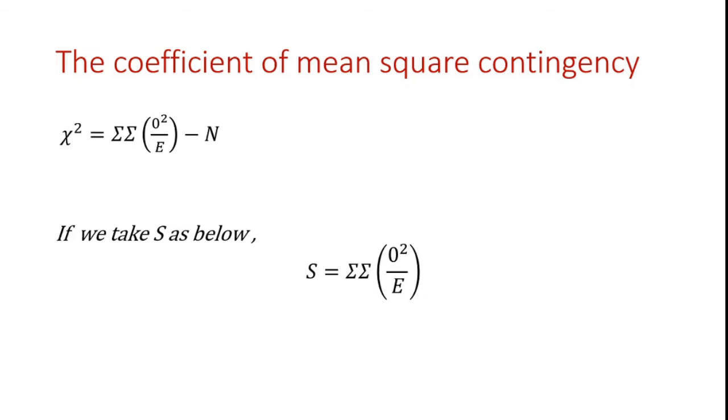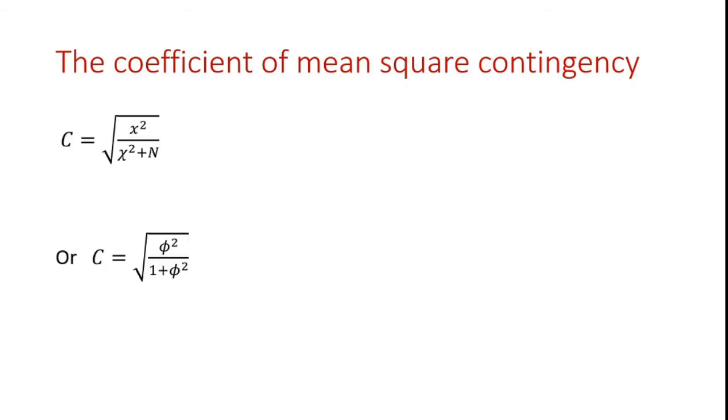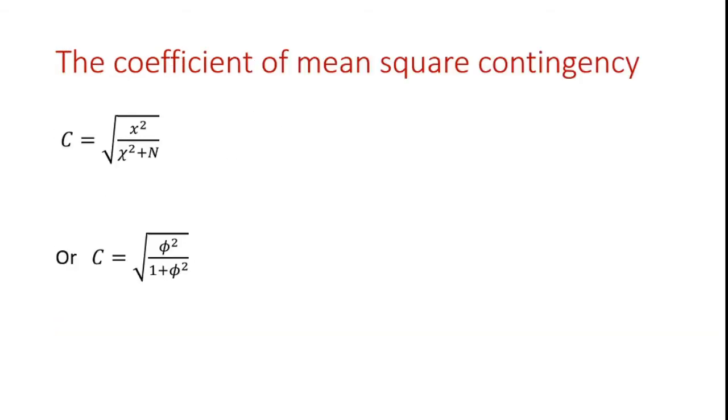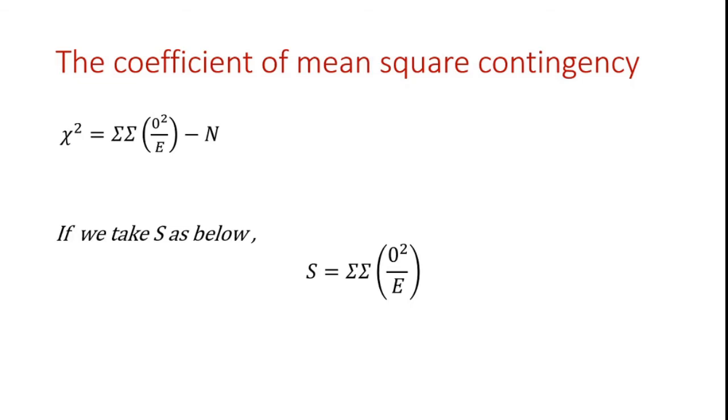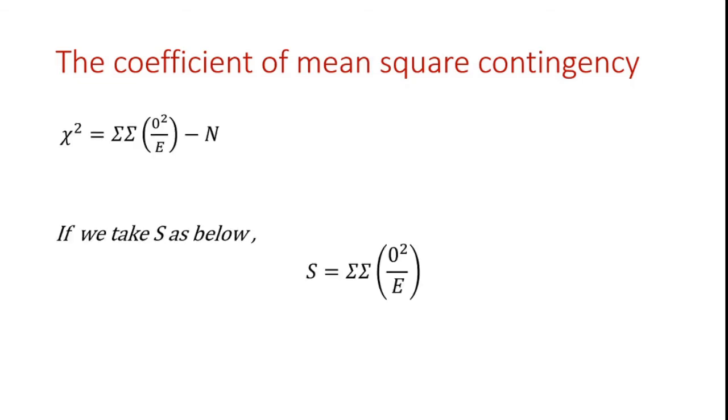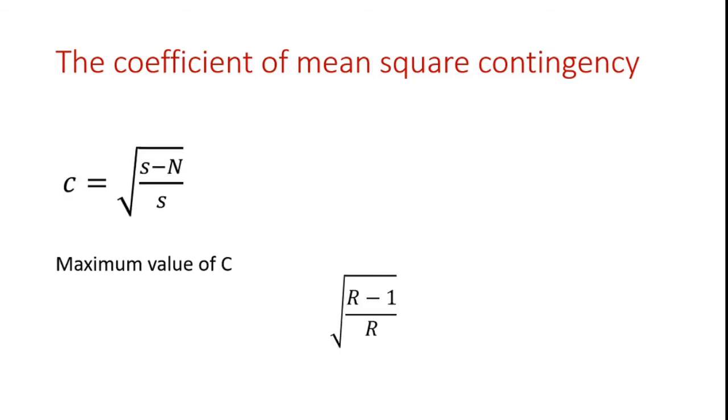Suppose this is the chi-square formula that we discussed, right? Chi-square is the summation of this particular formula. So suppose we take S as the summation of observed frequency square by E, then the coefficient of mean square contingency can be written as the square root of S minus n by S. So this is very important. When this terminology is represented as S, the coefficient of mean square contingency can be represented as the square root of S minus n by S.